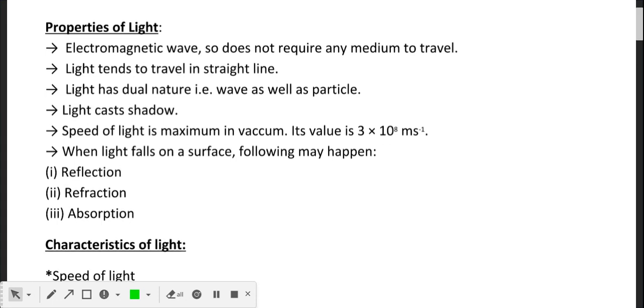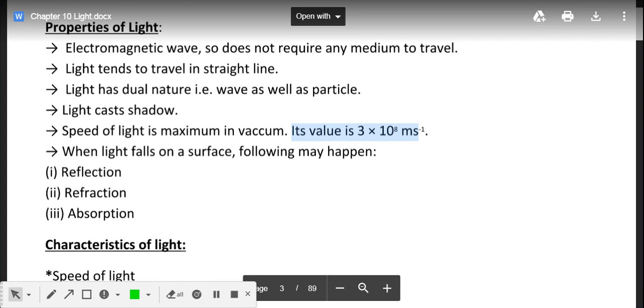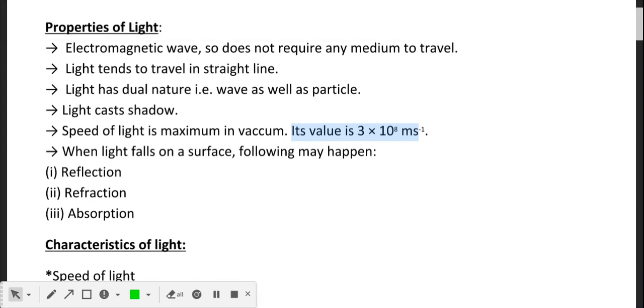Speed of light is maximum in vacuum, that is 3 into 10 to the power 8 meter per second. Why is it having a good speed in vacuum, why not in other objects? Because in vacuum there are no particles, right? No particles means it can go anywhere without any kind of congestion, right? Just take an example. Consider you are riding your Activa in a crowded area, what will happen? Your speed will be slow, right?